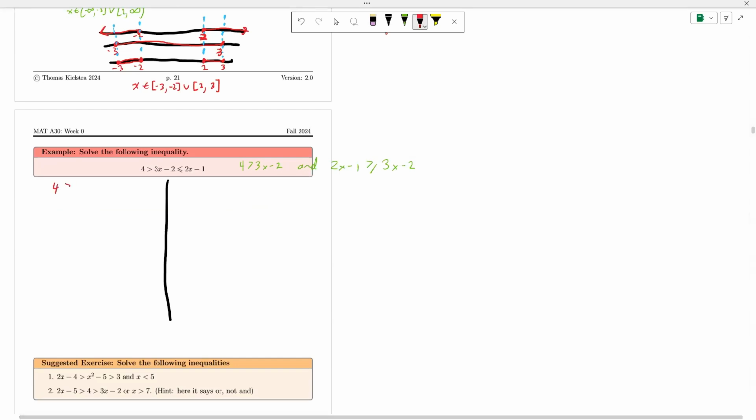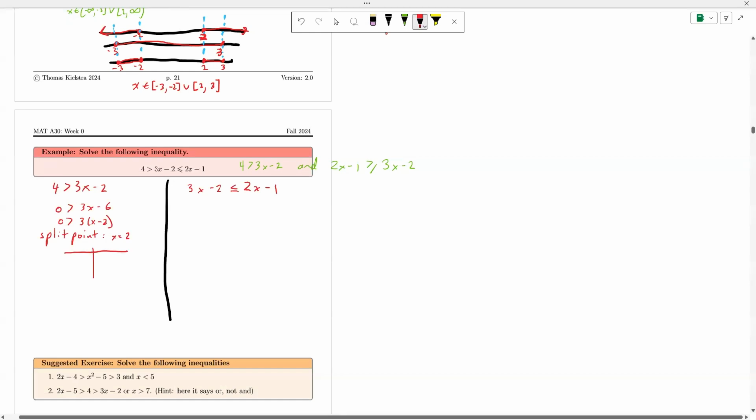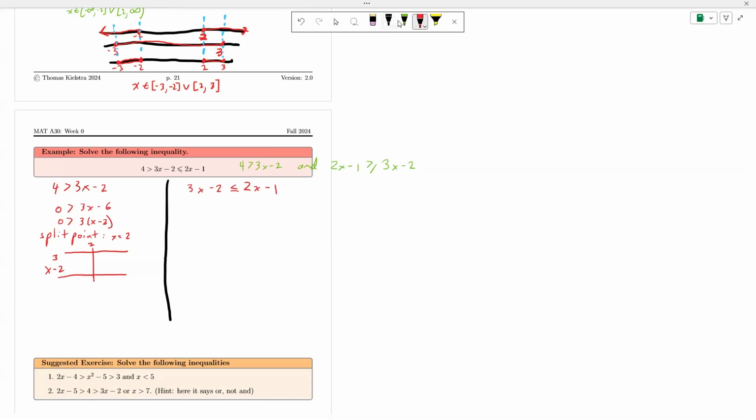So 4 greater than 3x minus 2, and 3x minus 2 less than or equal to 2x minus 1. Here we're going to get everything to one side. So 0 greater than 3x minus 6. Factor: 0 greater than 3 times x minus 2. And our split point is going to be x equaling 2. Drawing my sign chart, 2, and I have the factors 3 and x minus 2. Solving the signs: positive, positive, positive, negative, so I'm going to be positive, negative.